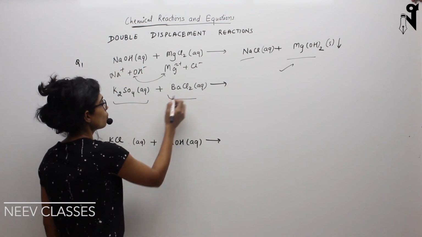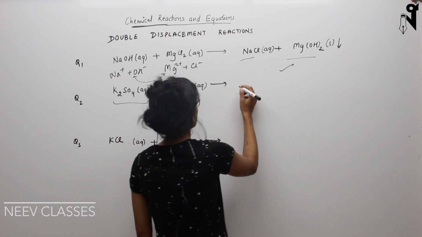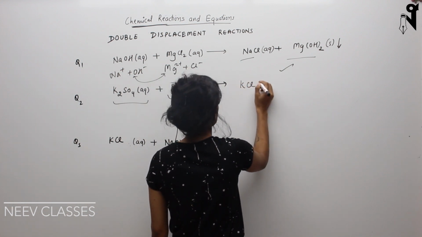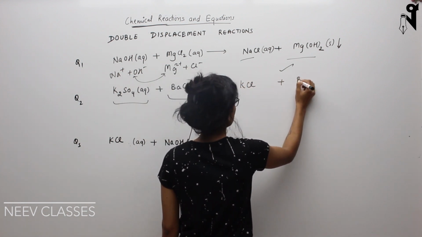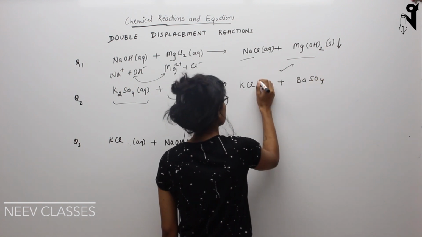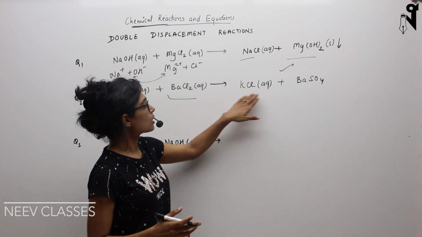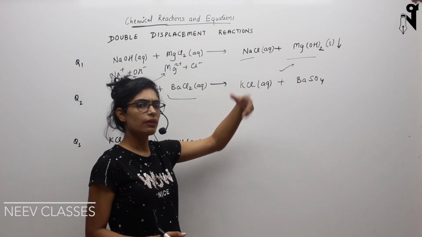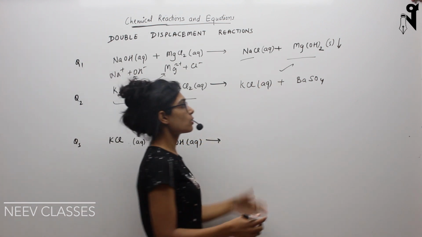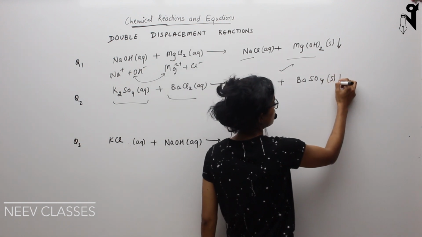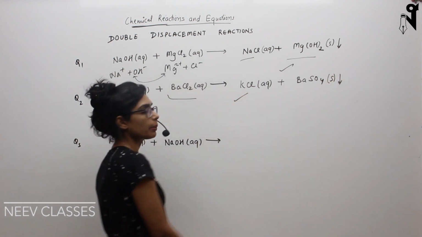Okay. Now come to the next. We have K2SO4 and BaCl2 reacting together. So I may get KCl plus BaSO4. KCl also is soluble in water. We have already seen that in the list. So this will form aqueous and BaSO4 we have encountered multiple times. So this is a precipitate, right? This will form precipitate. This reaction is also quite possible.